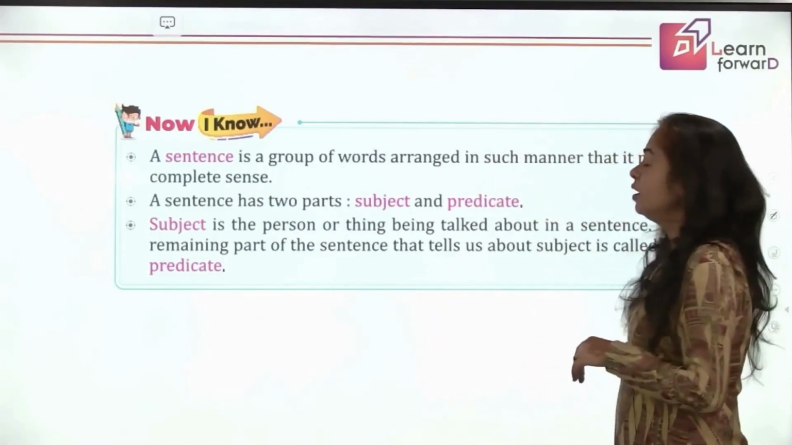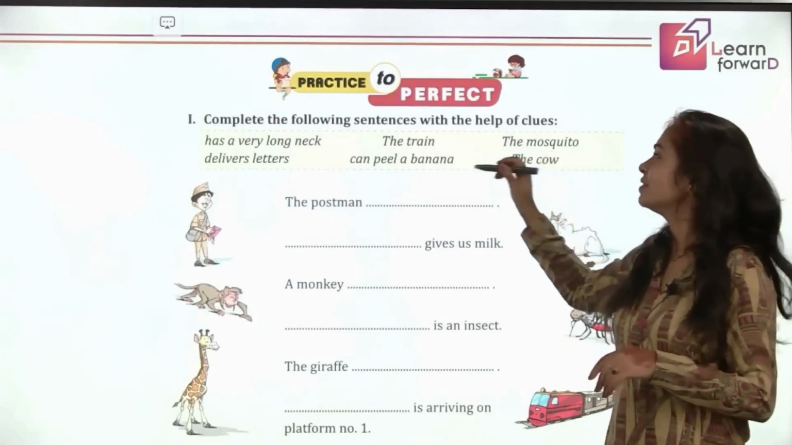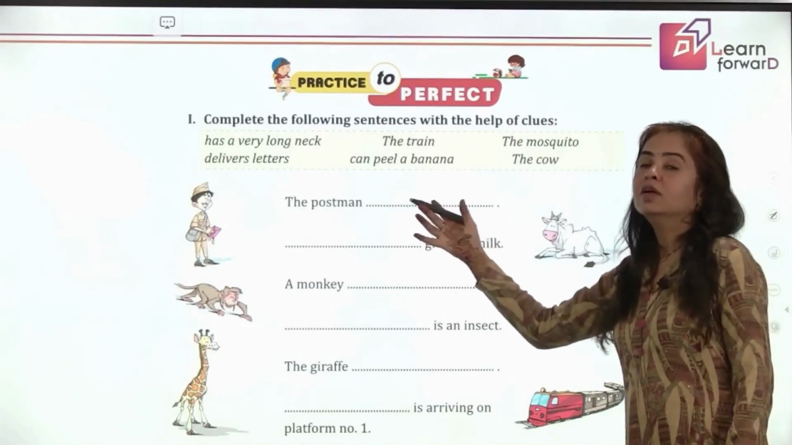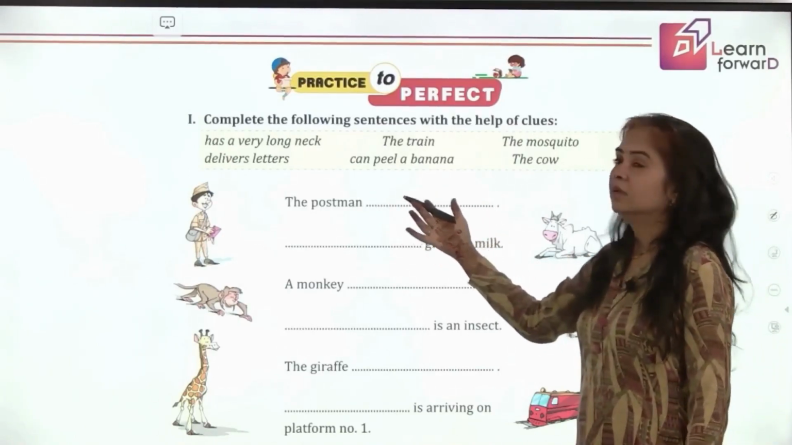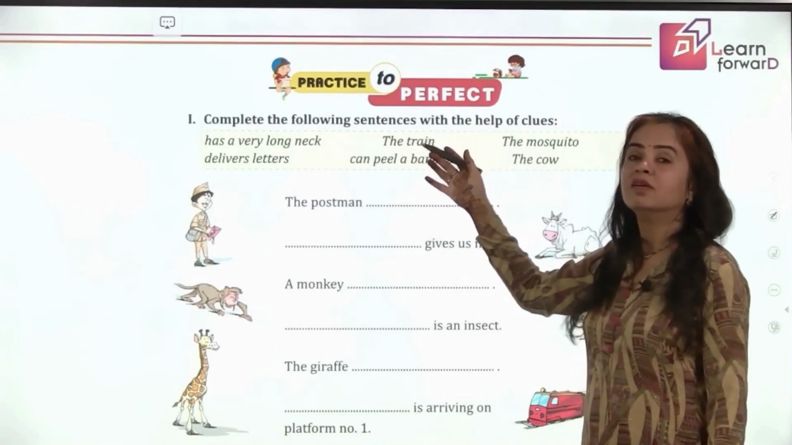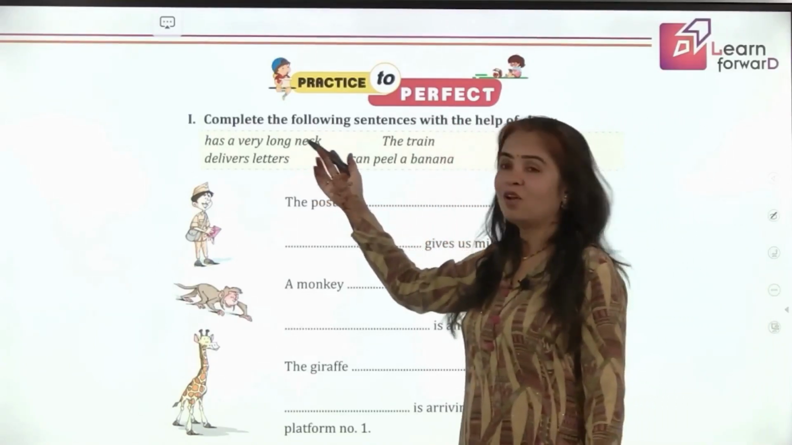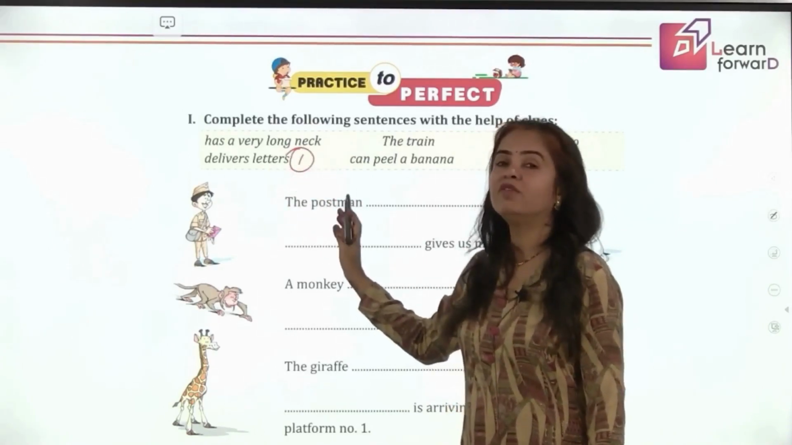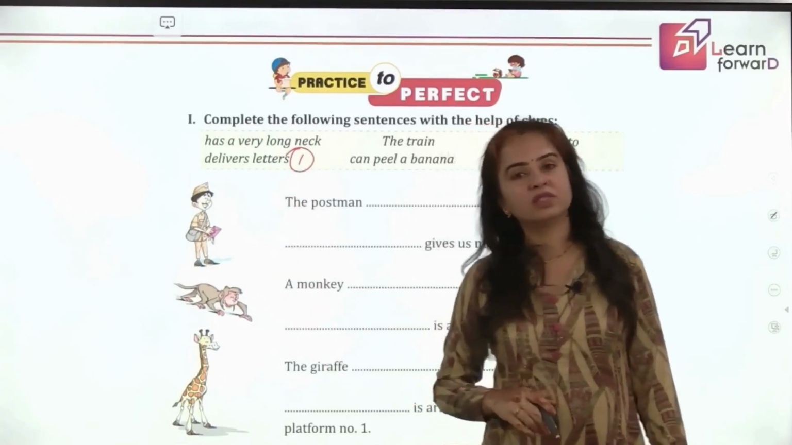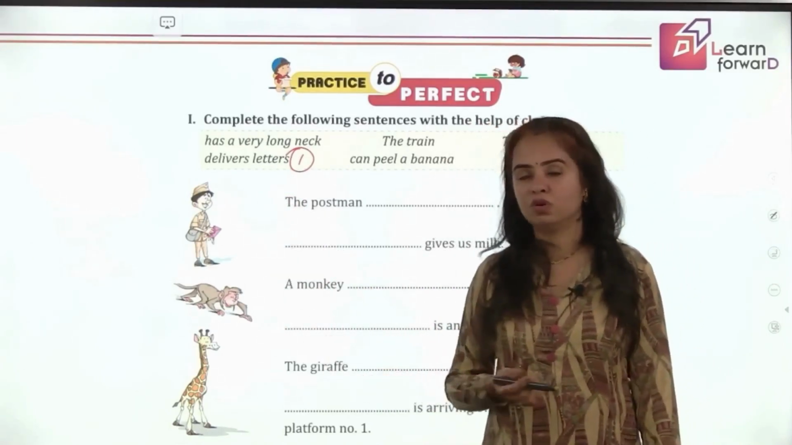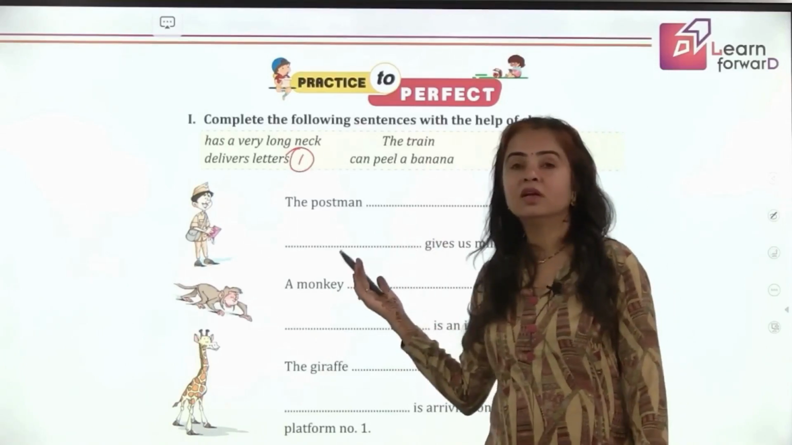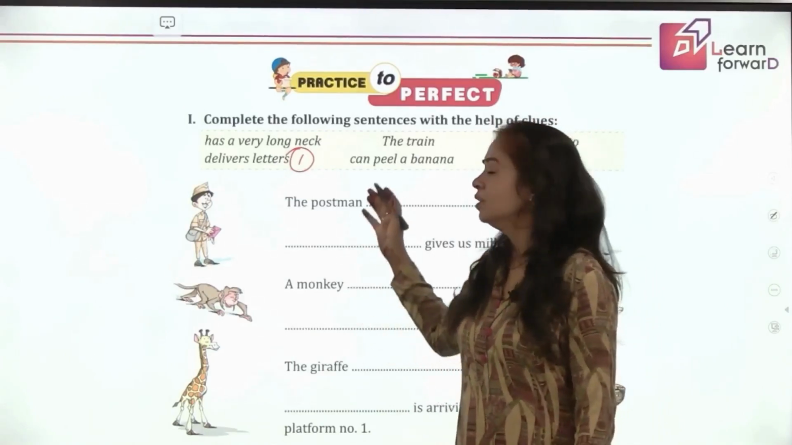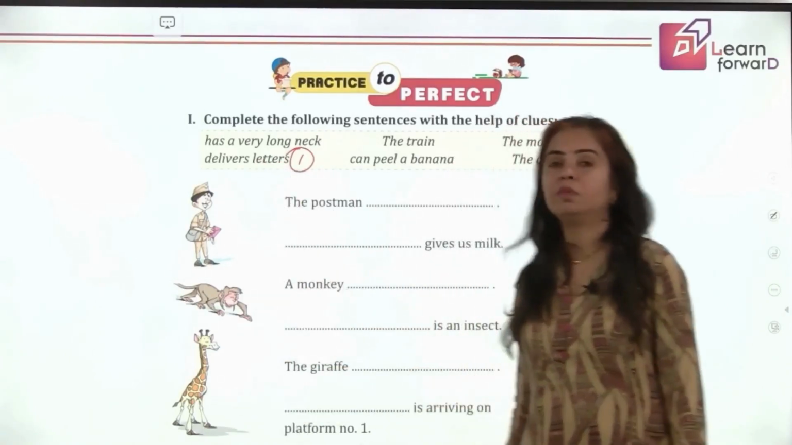If you have understood, let's quickly check out from this exercise. Complete the following sentences with the help of clues. So the postman dash. You have to pick out from the box here. What goes with it? Postman has a long neck? Delivers letters. Oh yes, the postman is the subject and we are telling that the postman delivers letters. The postman wears khaki uniform. The postman works very hard. The postman brings us letters. So there are different things, and from here it will be delivers letters.